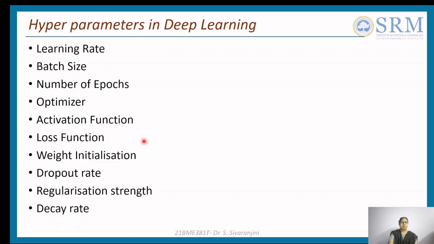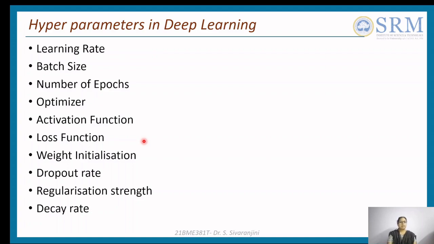Then comes the batch size. Batch size is the number of training examples processed before one weight update. I'm repeating it again: the number of training samples that are processed before one weight update. The next one is the number of epochs. An epoch is the number of times the entire training set passes through the network. How many times the entire training set passes through the network becomes the epochs.